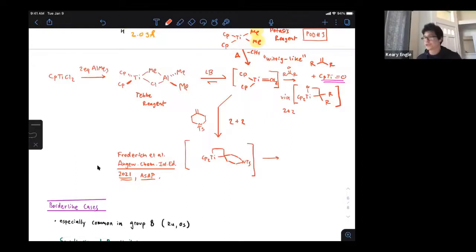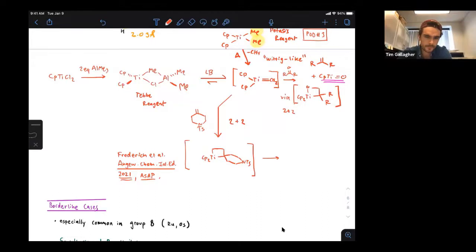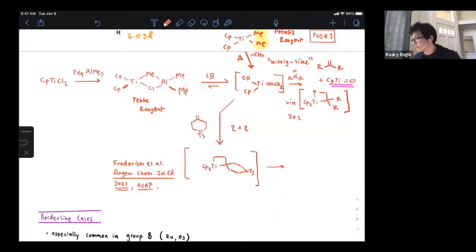Okay, so first step is formation of the titanocyclobutane via 2+2 in analogy to what we saw before. I'm on board with that. And then let me just make sure I follow what you said. So this would be D.